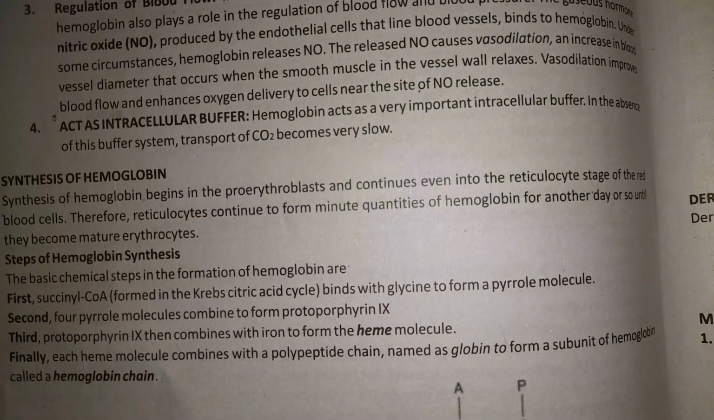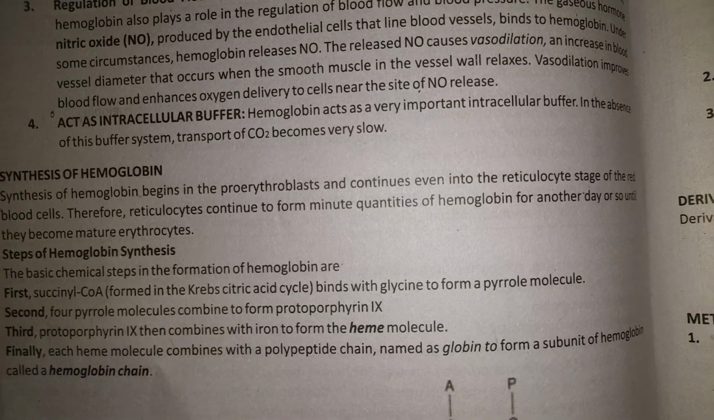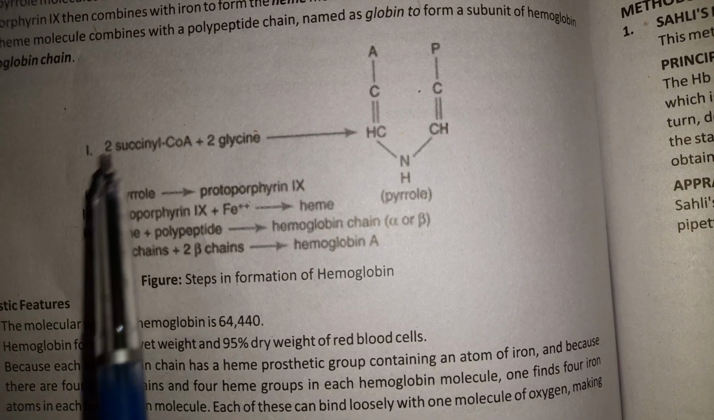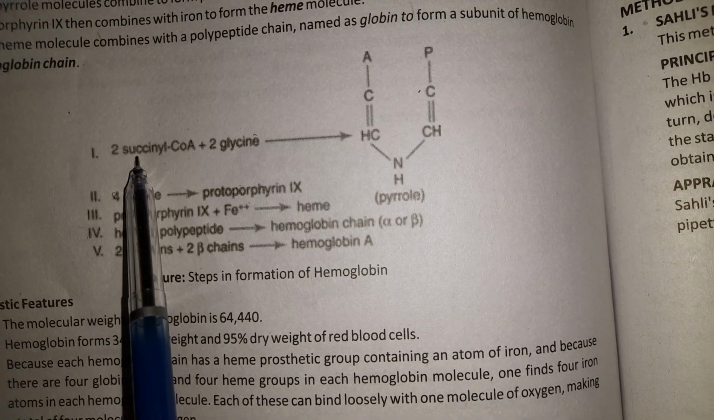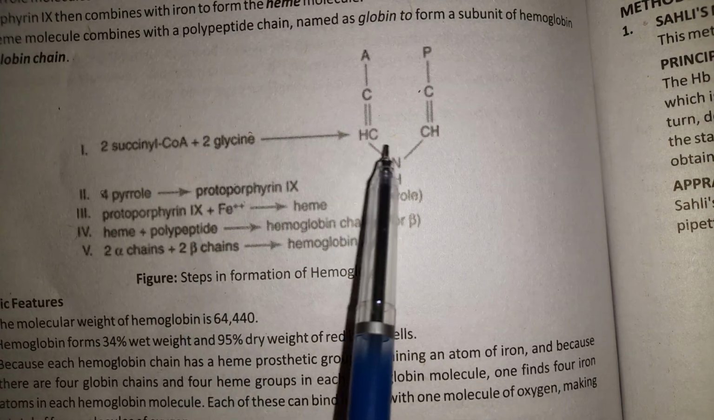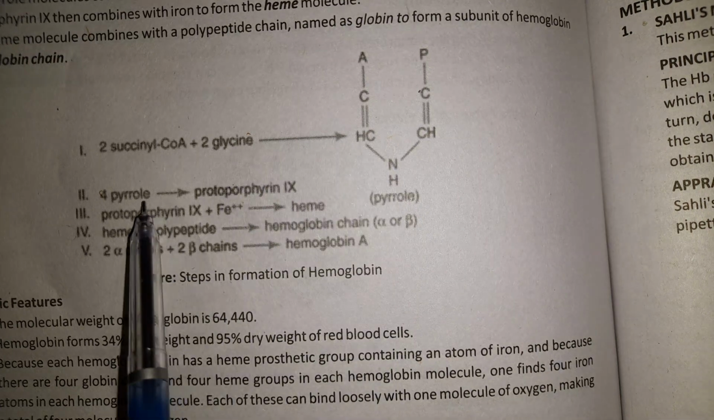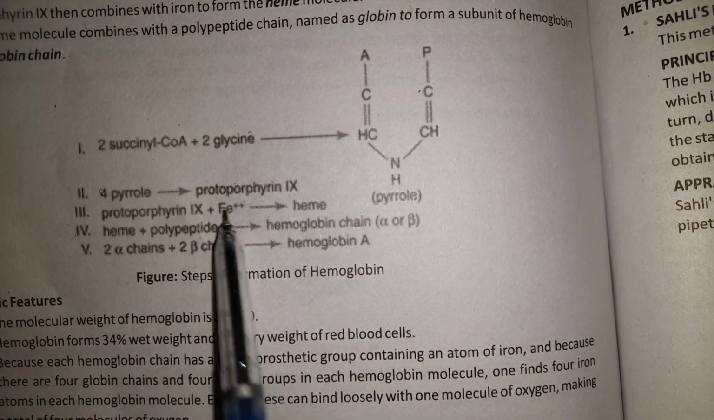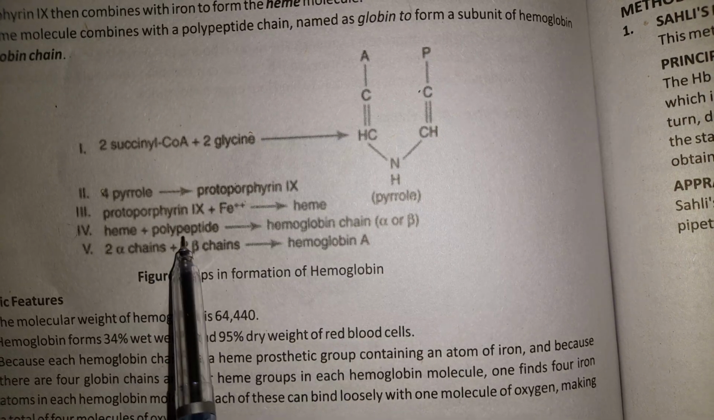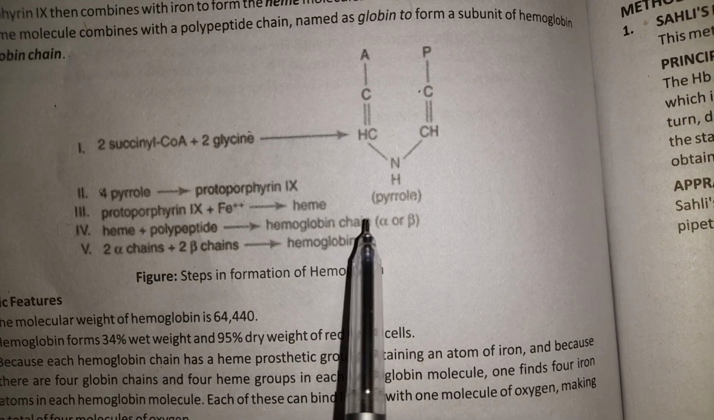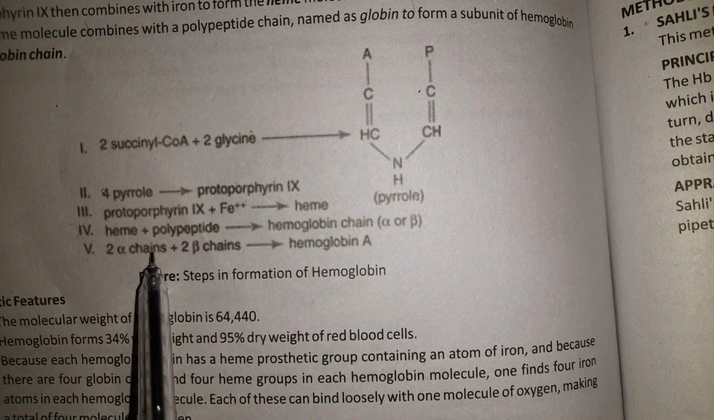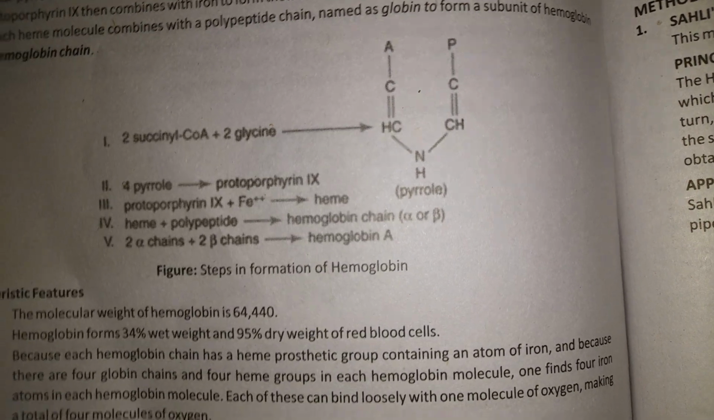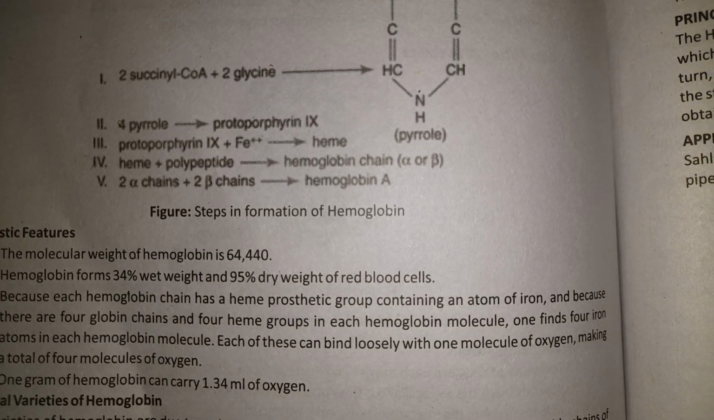Now, synthesis of hemoglobin. There are various steps in the synthesis of hemoglobin, and this diagram is good for the steps. Succinyl coenzyme A plus 2 glycine form a pyrrole, and 4 pyrrole rings make protoporphyrin 9. Then protoporphyrin 9 plus iron makes heme. Heme plus polypeptide make a hemoglobin chain, alpha or beta, and 2 alpha and 2 beta make hemoglobin A. Hemoglobin A is the most abundant hemoglobin in humans.